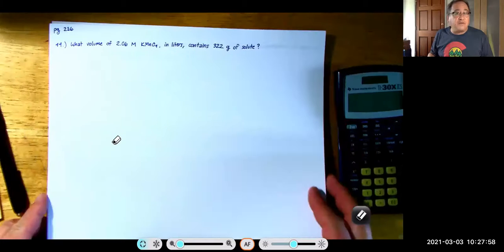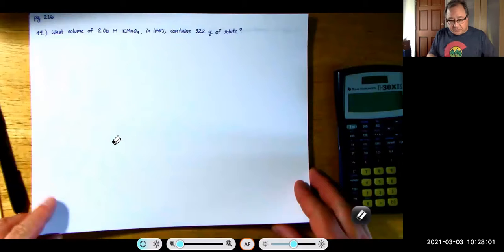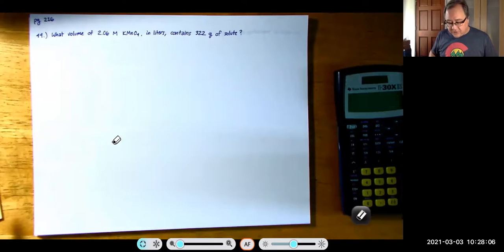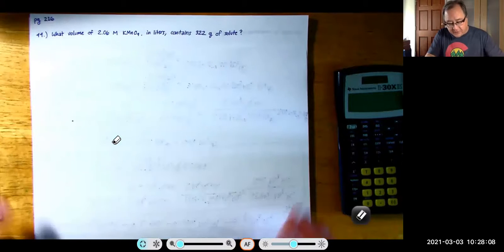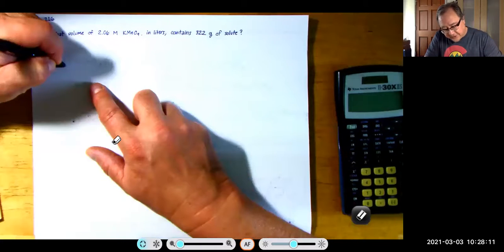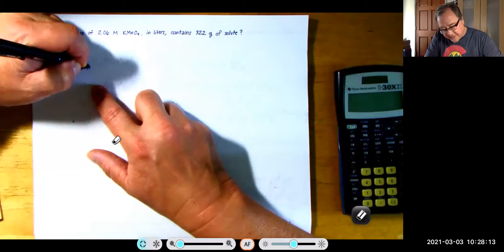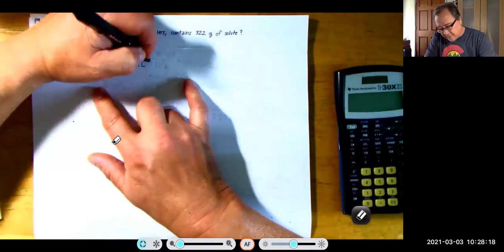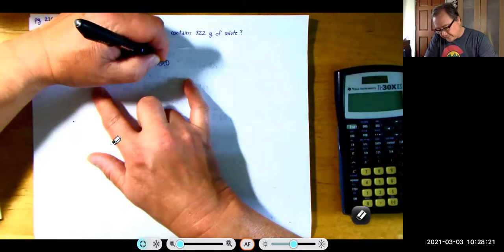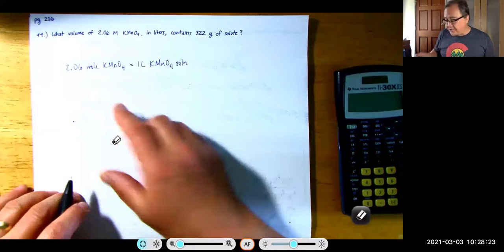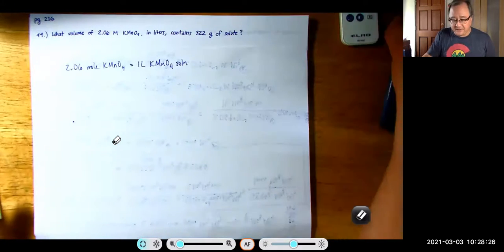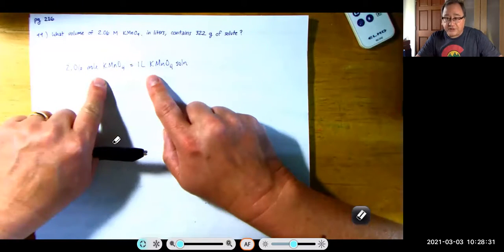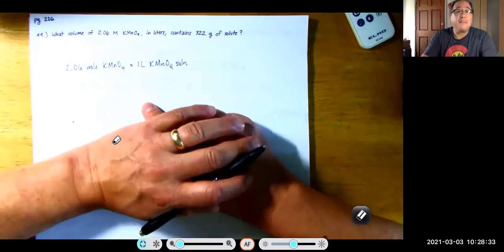Now here we have what volume of 2.06 molar KMnO4 in liters contains 322 grams of solute. So what we're going to do here is we're going to write 2.06 moles of potassium permanganate is equal to 1 liter of potassium permanganate solution. Or you could write it as a ratio. It's up to you, whatever you like. The important thing is to get rid of that M and write it down as moles and liters, okay? Okay.